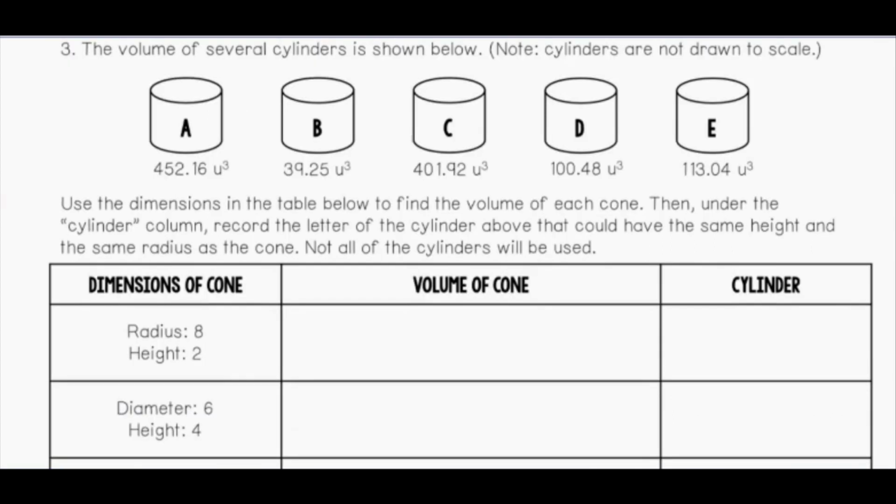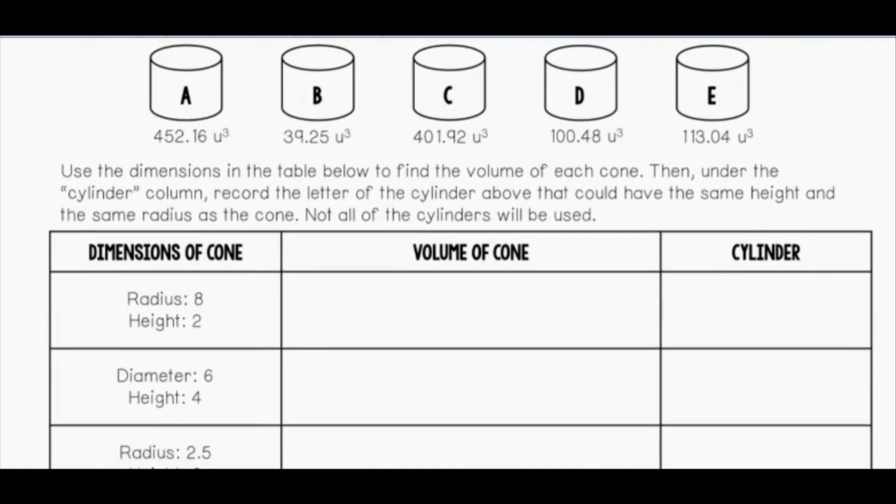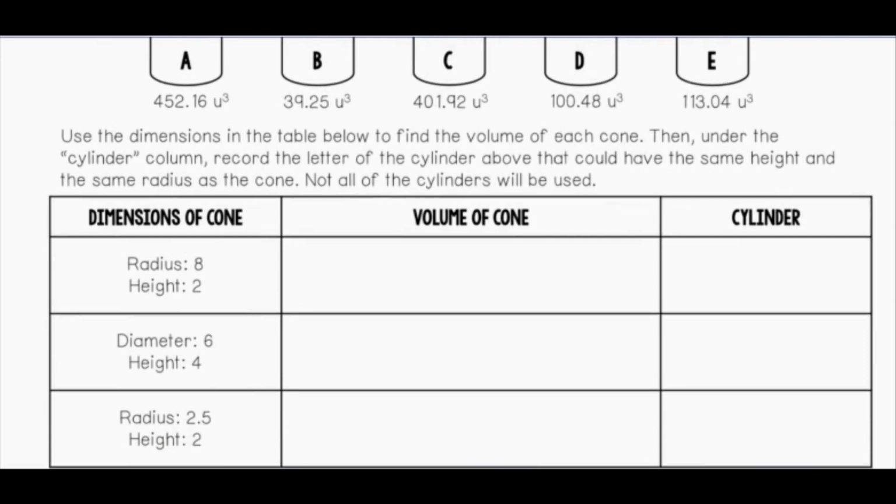Number 3, the volume of several cylinders is shown below. Note, the cylinders are not drawn to scale. Use the dimensions in the table below to find the volume of each cone. Then, under the cylinder column, record the letter of the cylinder above that could have the same height and the same radius as the cone. Not all the cylinders will be used.